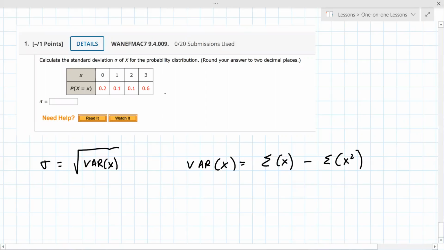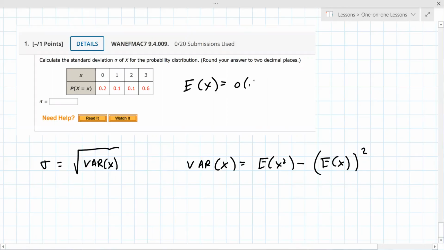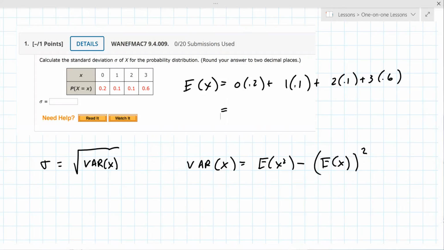The expected value of x is the mean. So this first number we need, I'm sorry, I've got these backwards. I'm so sorry. I wonder if your instructor showed this to you. Okay, it's the expected value of x squared minus the expected value of x, squared. So the expected value of x is the product of these numbers. It's 0 times 0.2 plus 1 times 0.1 plus 2 times 0.1 plus 3 times 0.6. So we'll get a number for that.